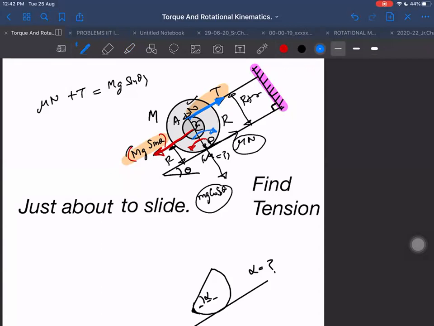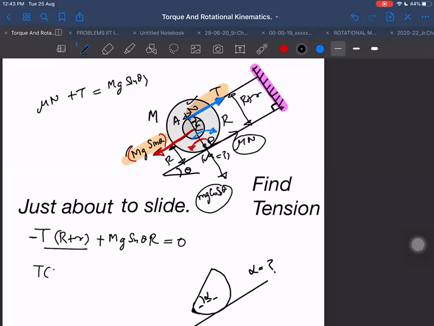Now write the equation. T into R plus r is equal to mg sin theta into capital R. It is so easy because the angle is already 90 degrees. Writing it as one side, it is T into R plus r minus mg sin theta into R equals 0.